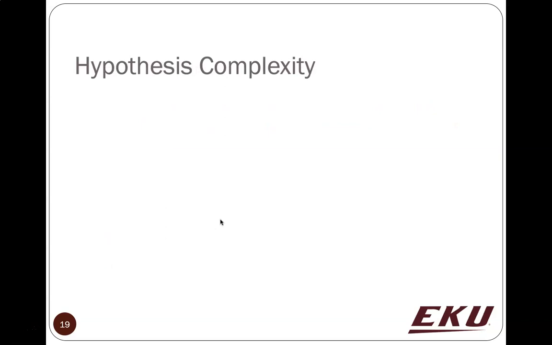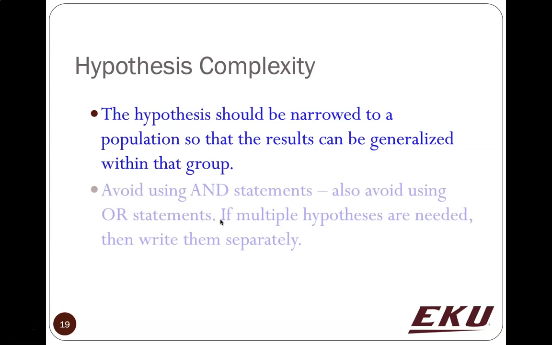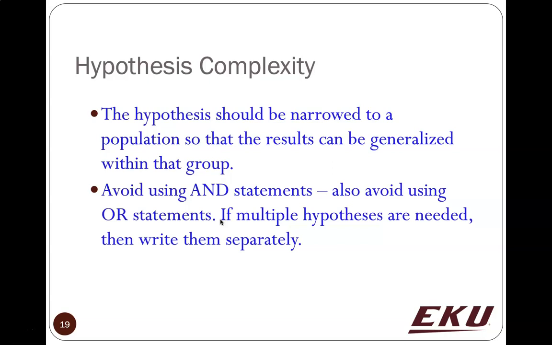When hypotheses are developed, they should not be overly complex. Ideally, the hypothesis should be able to be narrowed to a specific population that would allow the results to be generalizable to that particular group and potentially to some other groups, but definitely within that group. You should avoid using "and" statements. So we think that there will be an association between X and Y and X and Z. No, we don't want that. That's too many. If you're going to have "and" statements and you're going to be evaluating two things at the same time, then write out two hypotheses.